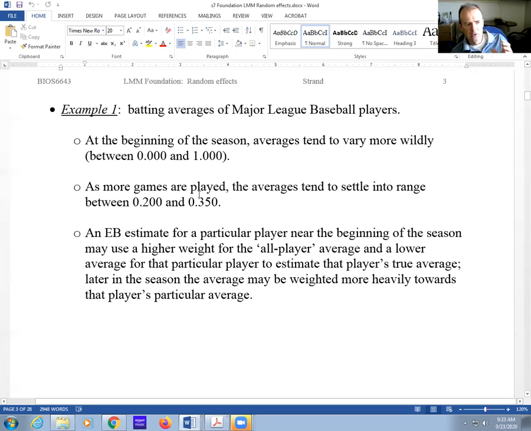And you can use their average and maybe a little bit of the team average or the league average mixed in with that. And that's what an empirical Bayes estimator would do. Okay, so depending on how much information you have, you're going to put the estimate more towards the subject or more towards the population average. Okay, so that's kind of the idea.